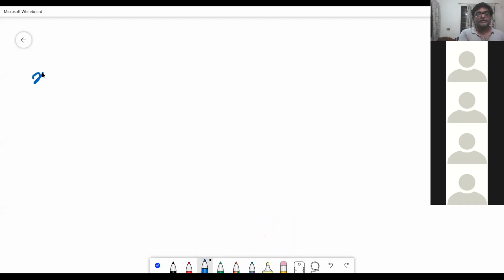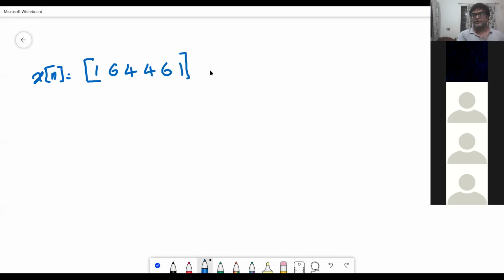Okay, so let us think of a signal x of n. I will put some numerical values instead of drawing this, so that will be easier. x of n is 1, 6, 4, 4, 6, 1. So how many samples are there? There are 6 samples.